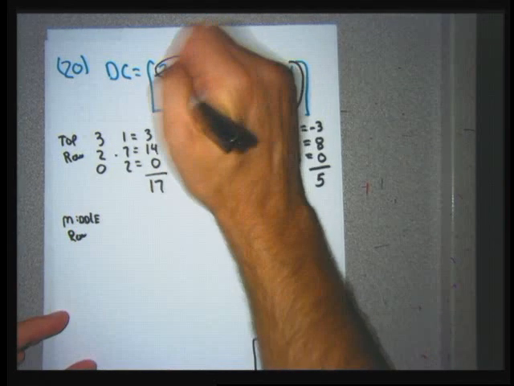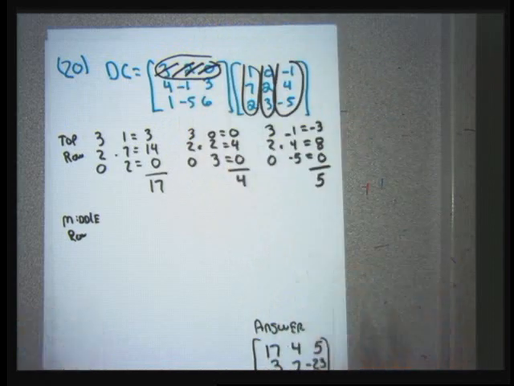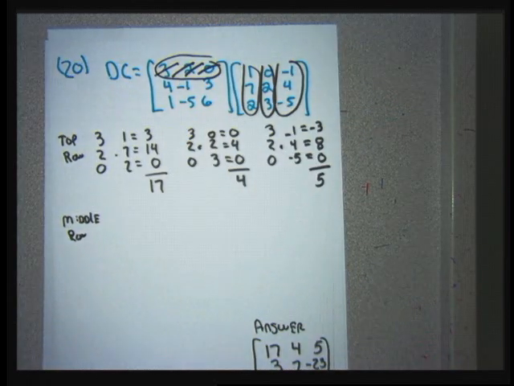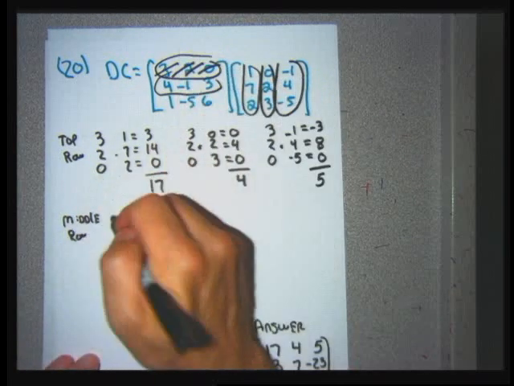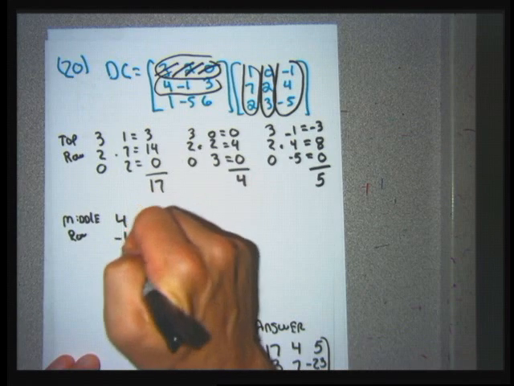I'm done with the top row of D. Top row of D gives me the top row of my answer. The middle row of D gives me the middle row of my answer. I'm going to take the middle row of D and write it as a column. So I'm going to go 4, negative 1, and 3.